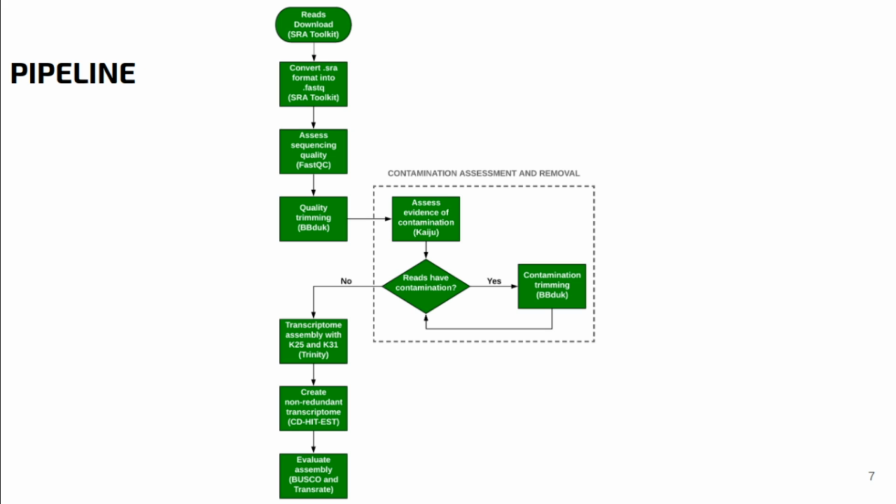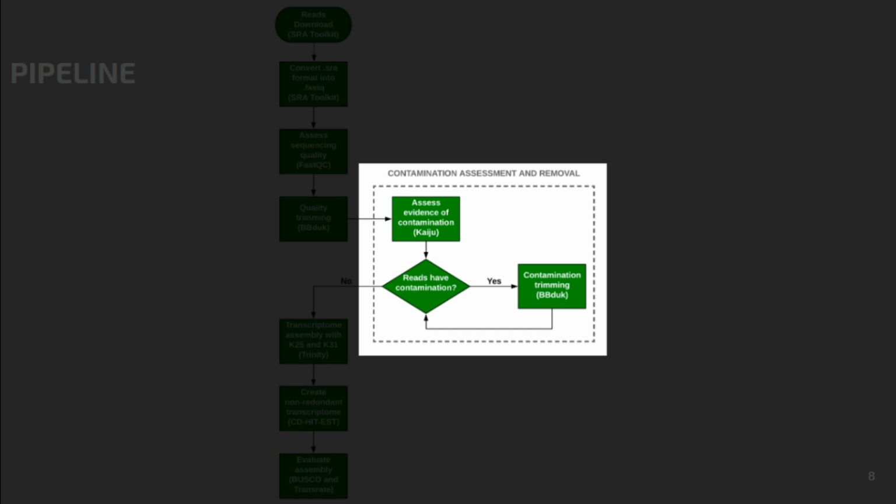After the quality trimming step, we can go to the contamination assessment and removal step. Here we are using the software Kraken to assess evidence of contamination in the reads. And if the reads have contamination, we use BBDuk to do the contamination trimming. And if the reads don't have contamination, we can go to the transcriptome assembly.